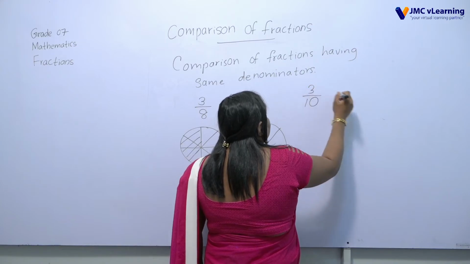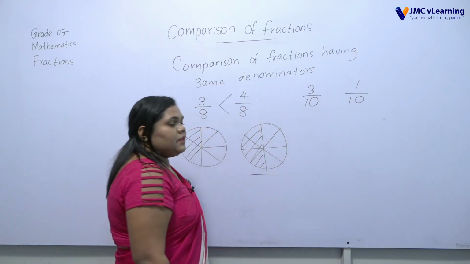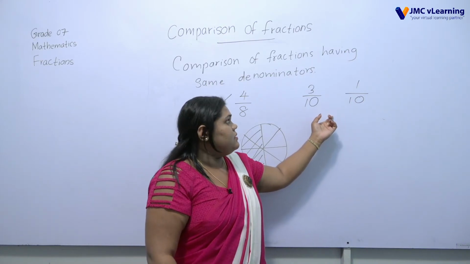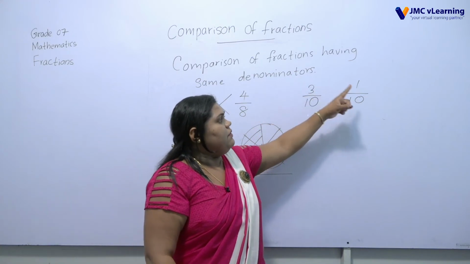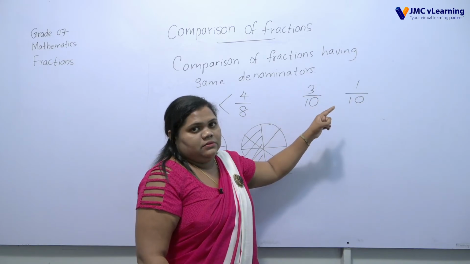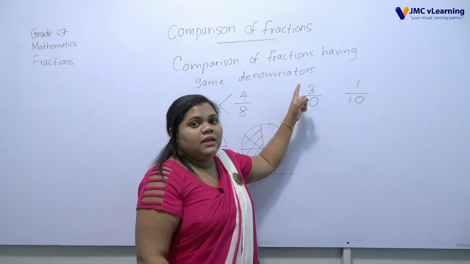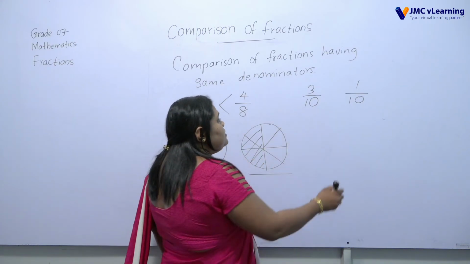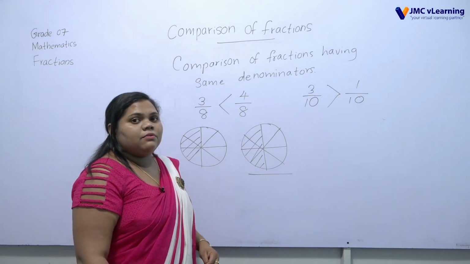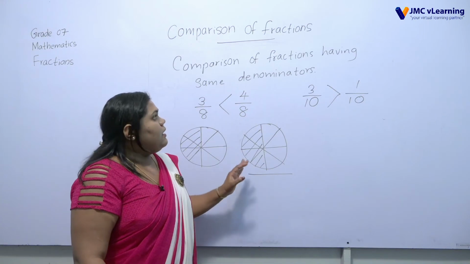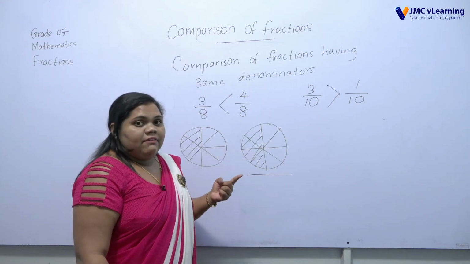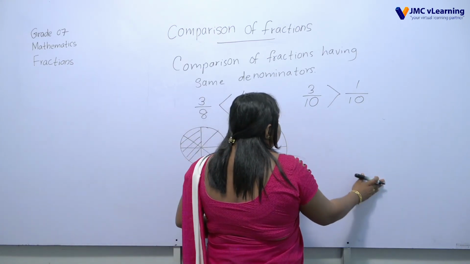3 out of 10 and 1 out of 10. Now both the fractions have the same denominators. When we compare the numerators, 3 is bigger than 1. The bigger numerator gives the larger fraction. It means 3 out of 10 is bigger than 1 out of 10. I think you are very clear about this lesson. Okay children? Okay, I will do one more example.